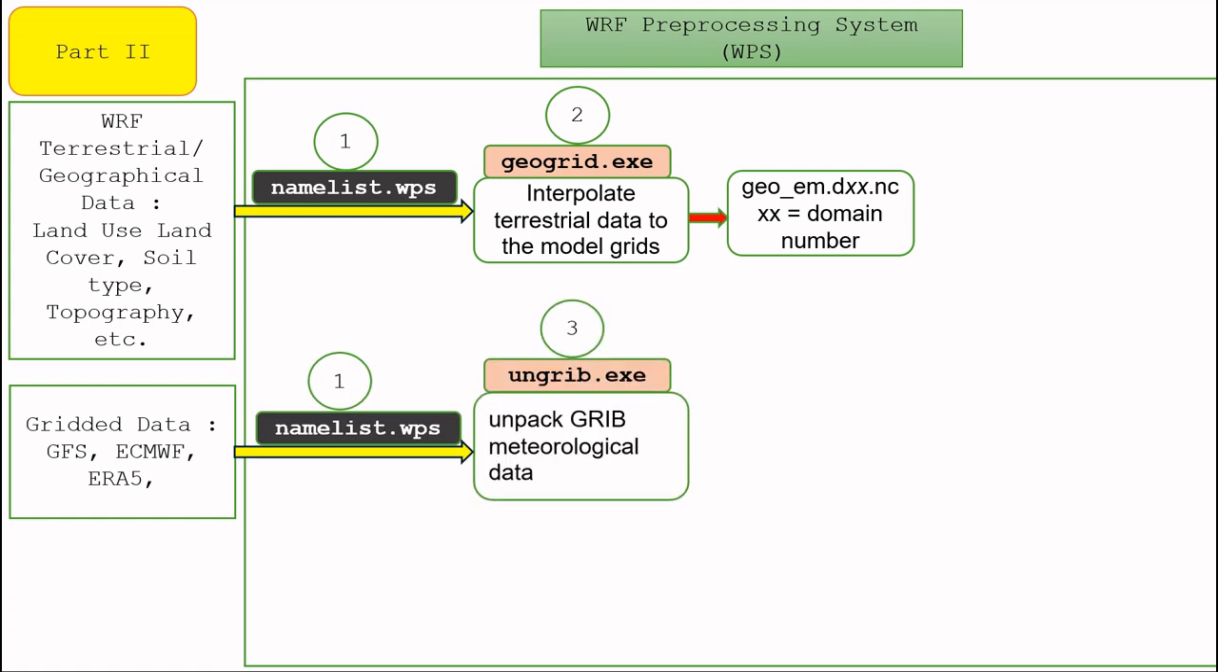The third step in WPS is to run ungrib.exe. The downloaded global model grid data comes in Grib format. The Ungrib program extracts meteorological parameters from Grib data files and stores them in intermediate files to process further.